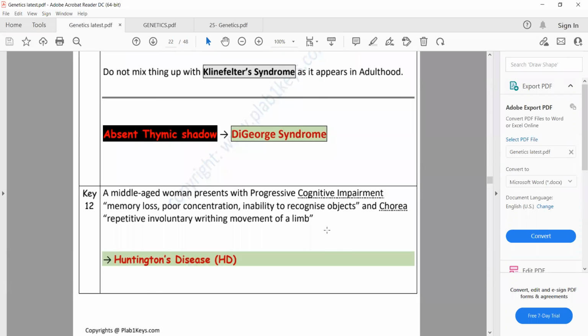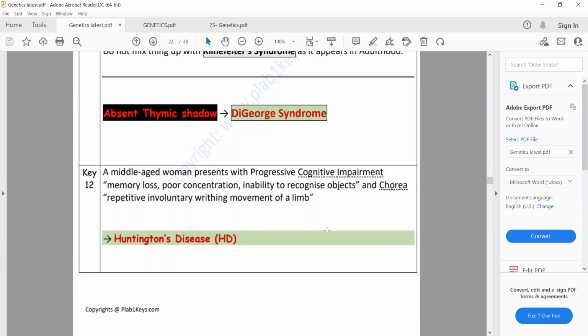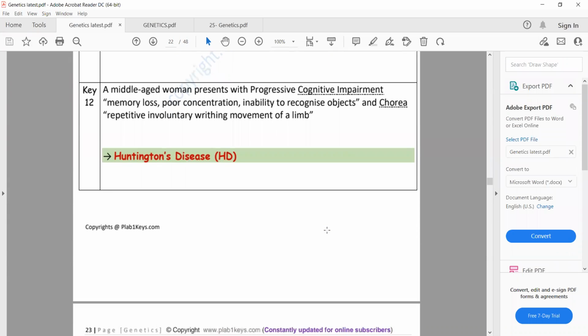DiGeorge syndrome is also a genetic disorder. Whenever you see absent thymic shadow in PLAB 1, then your diagnosis should be DiGeorge syndrome.